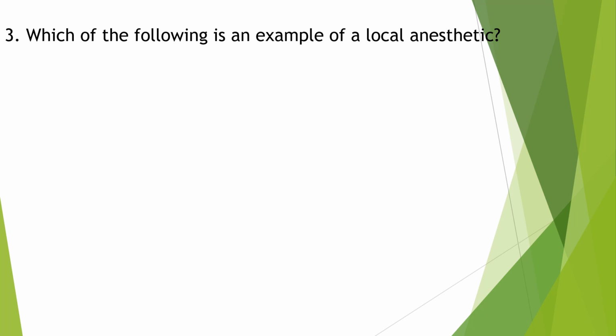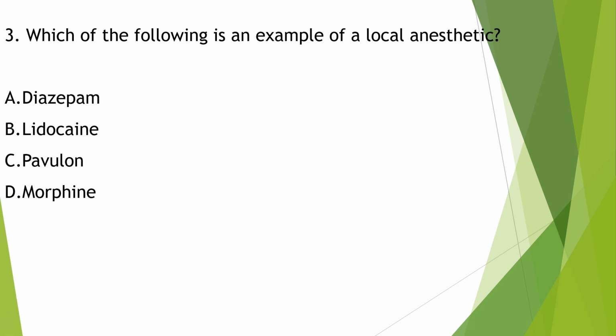Which of the following is an example of a local anesthetic? Is it diazepam, lidocaine, propofol, or morphine? So here when we are talking about local anesthetics, you need to know that lidocaine and bupivacaine are the two medications that are considered as local anesthetics.